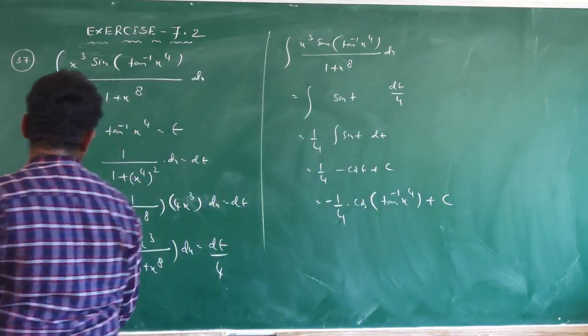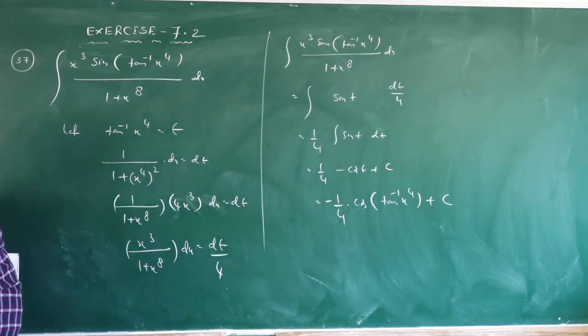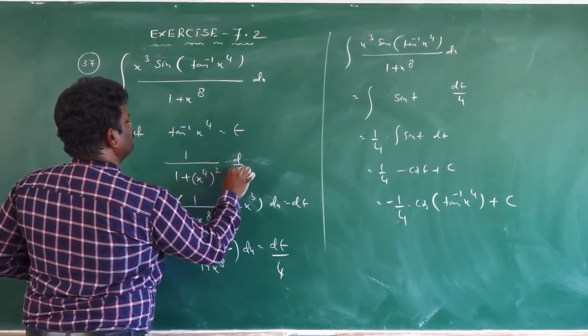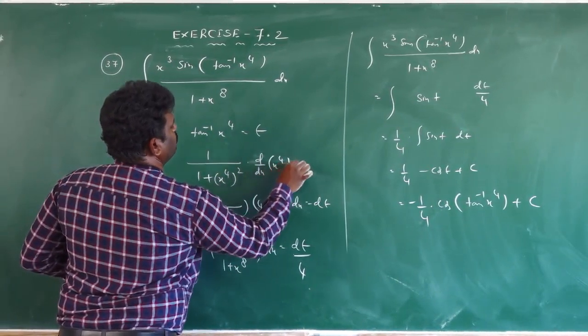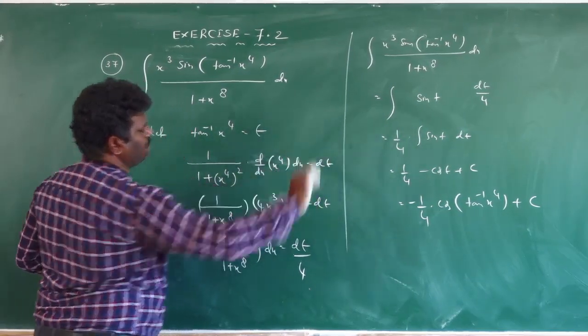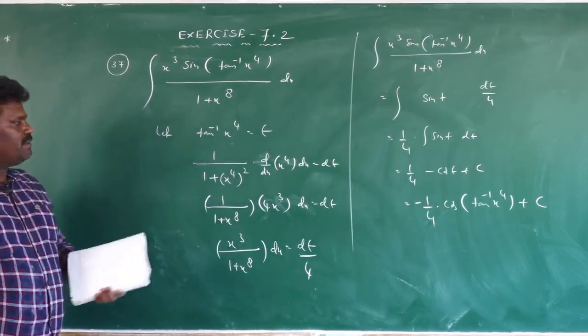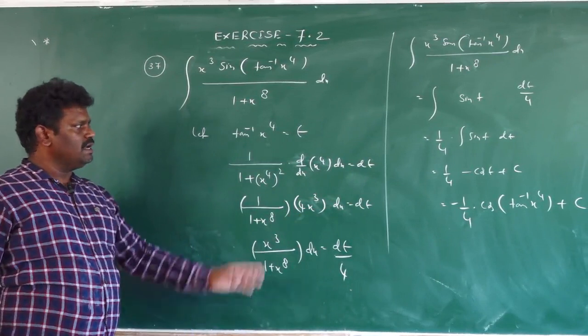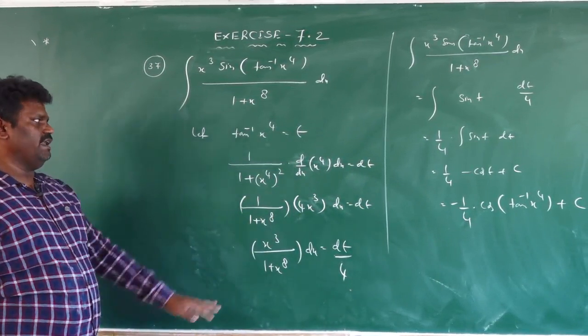Okay? Here, if you want to write d by dx of x power 4 into dx is equal to dt, then it is clear, okay? d by dx of x power 4, the derivative is 4 into x cube, dx is equal to dt.